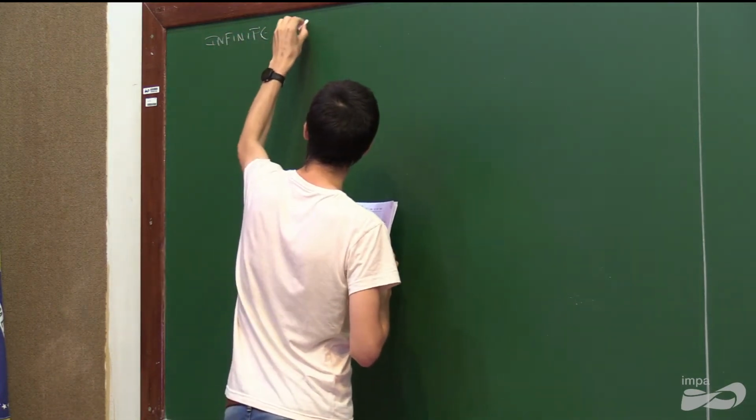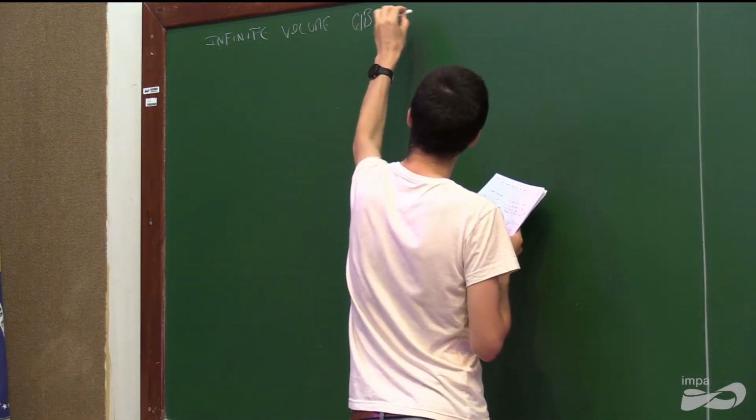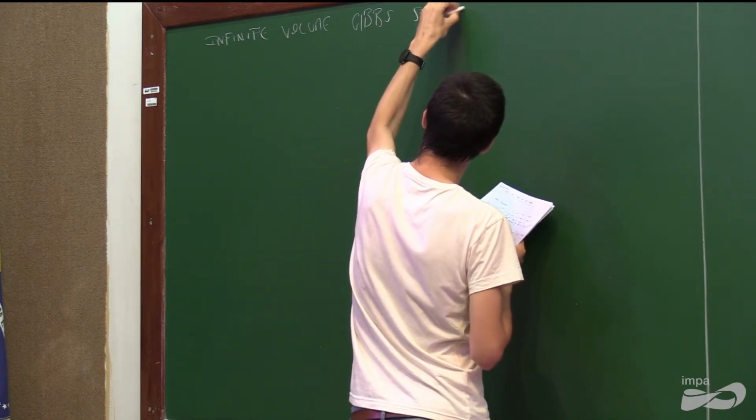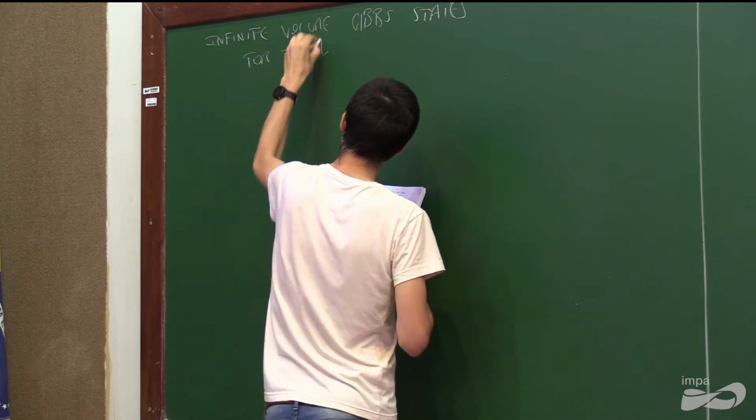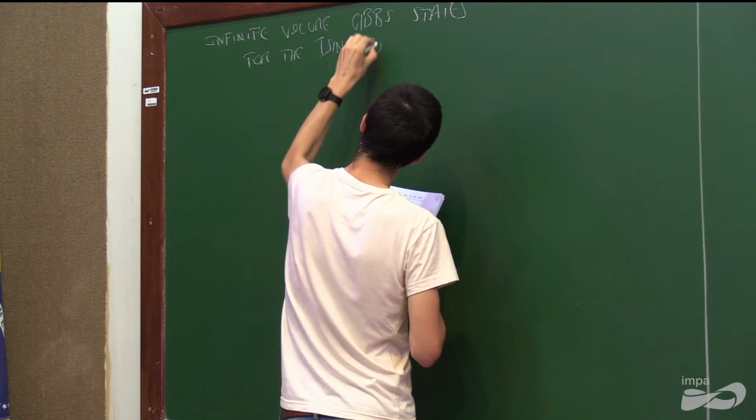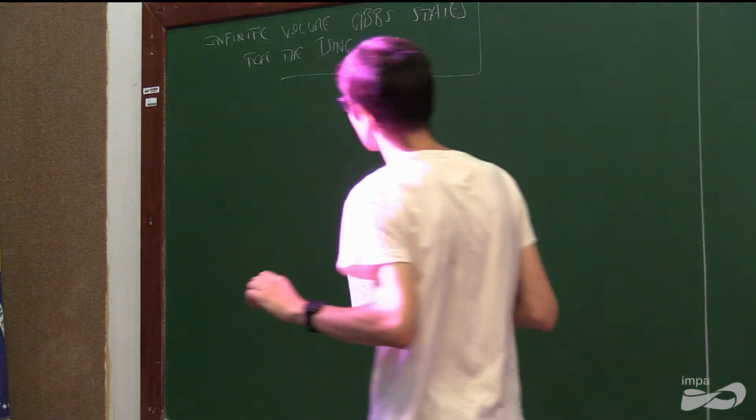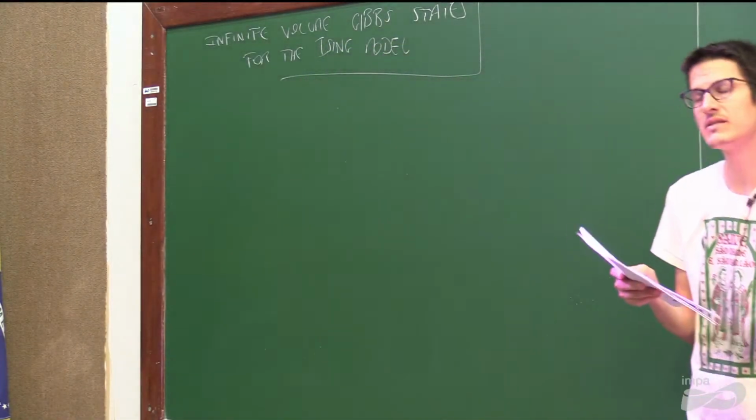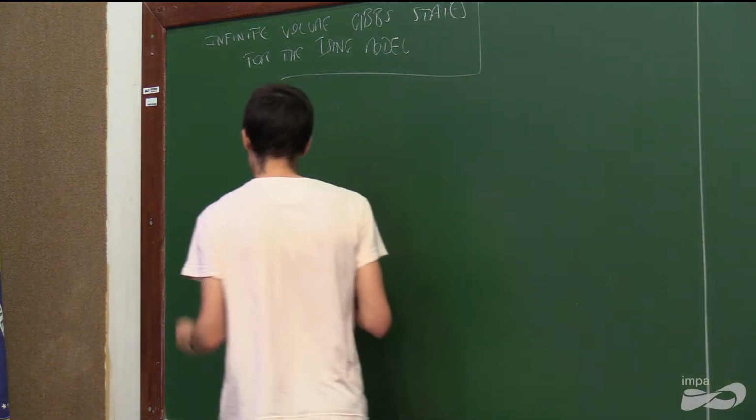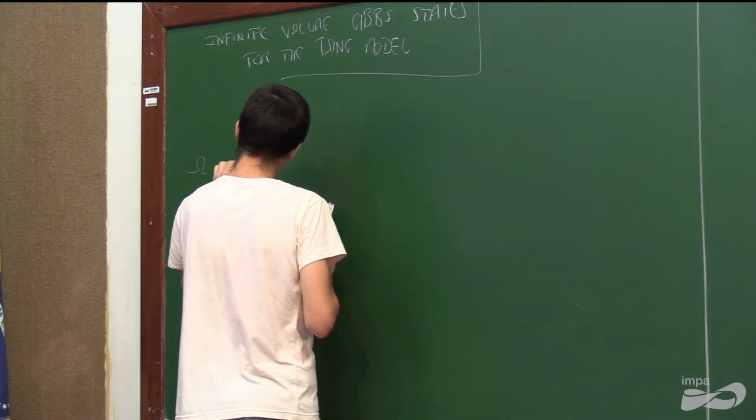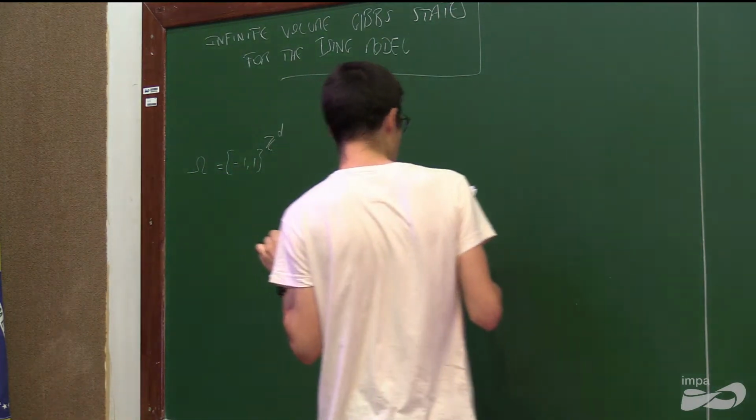Infinite volume Gibbs states for the Ising model. Okay, so the first ingredient we are going to need is the notion of local function. Okay, so remember that omega is a state of configuration, of spin configuration on Z^d.